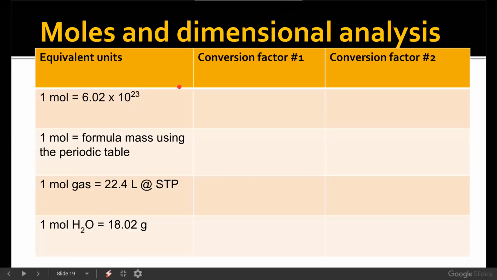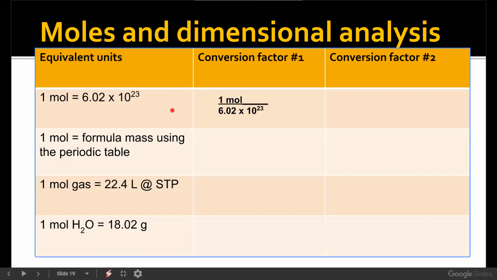All right. So moles and dimensional analysis. In this case, it's the same type of principle as what we were doing before with the feet and inches, etc. Except this time we're converting moles to Avogadro's number. So in that case, it can be either this or this. So you can have 1 mole over 6.02 times 10 to the 23rd, or you can have 6.02 times 10 to the 23rd over 1 mole.